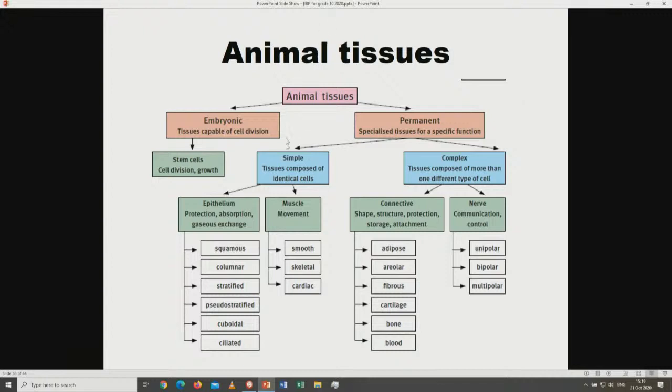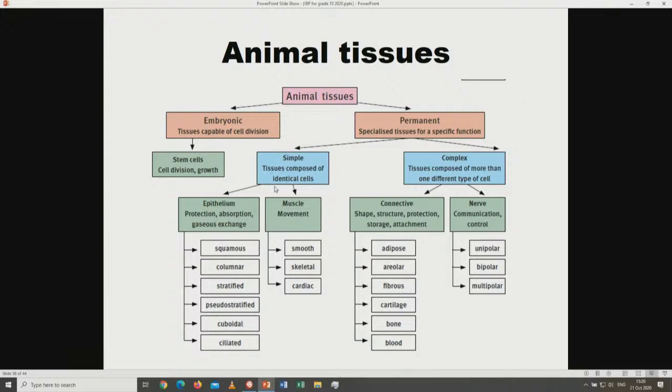Permanent tissues can be simple tissues or complex ones, such as connective or nerve tissues, which are important in communication and control. We have three different types of neurons: unipolar, bipolar, and multipolar, also known as motor, sensory, and interneurons. And then we have connective tissues, which are important in shape, structure, protection, storage, and attachment. Examples are adipose tissue, areolar tissue, fibrous tissue, cartilage, bone tissue, and blood tissue.